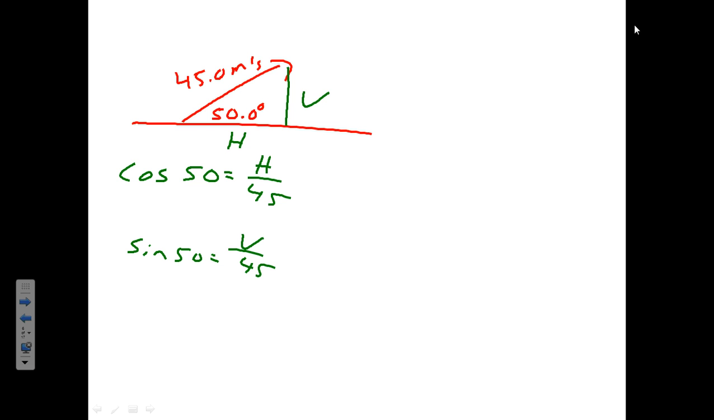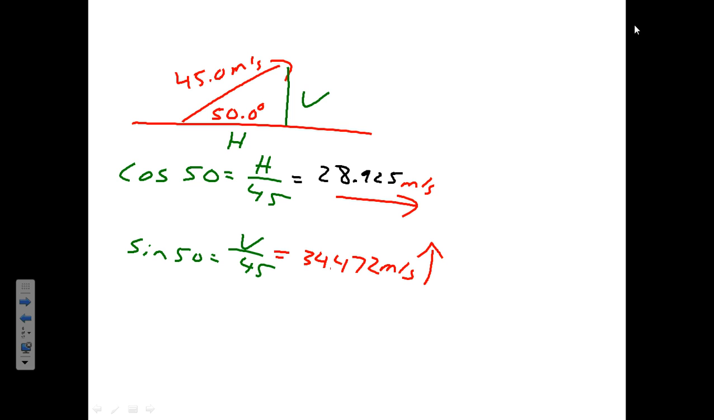So we'll calculate that out real quick. This horizontal component comes out to be about 28.925. And again, carry out a couple of extra digits until the end, and then round it. So I'm going to go 50 sine times 45. And my vertical component is 34.472. Remember, this one's going this way, and this one's going that way.